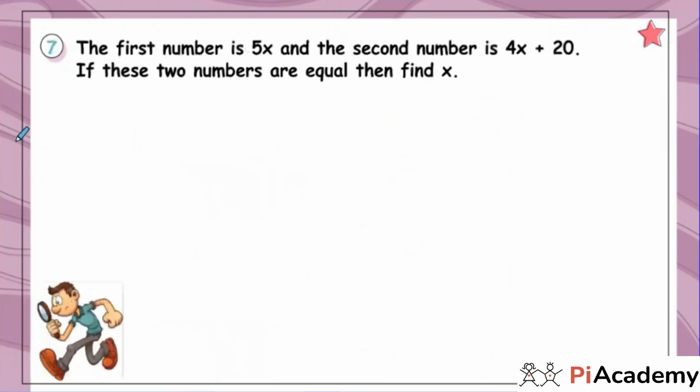Let's have this question, okay? And let's Yashu, please read this question. If the first number is 5x and the second number is 4x plus 20, if these two numbers are equal, then find x. So they are saying that 5x is a number and 4x plus 20 is a number and they both are equal. So you have to find the value of x.